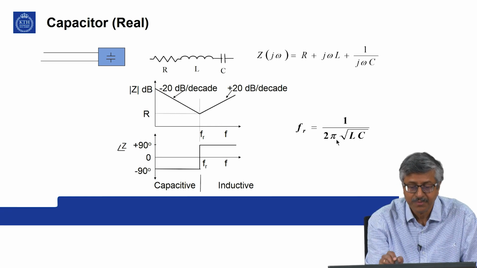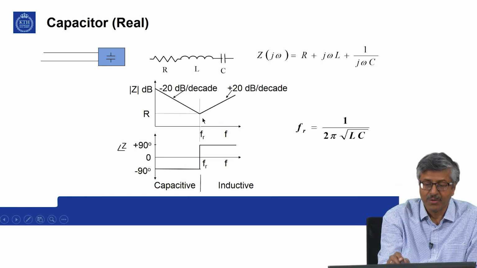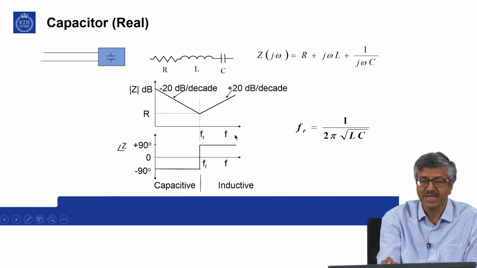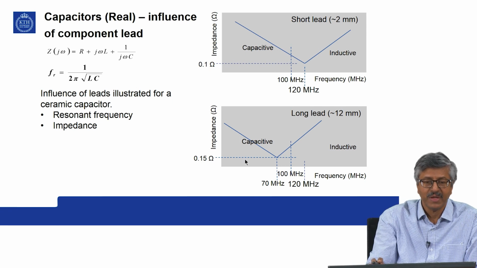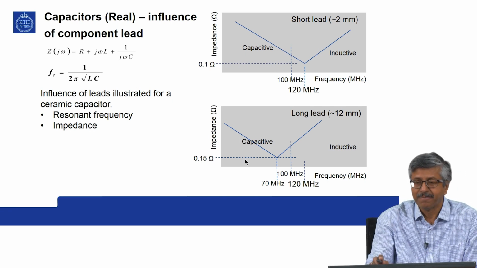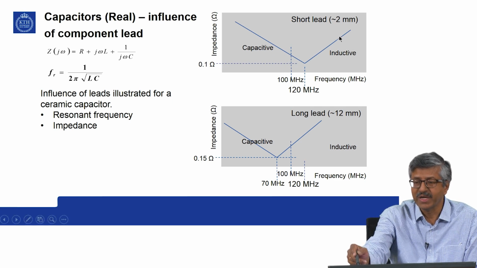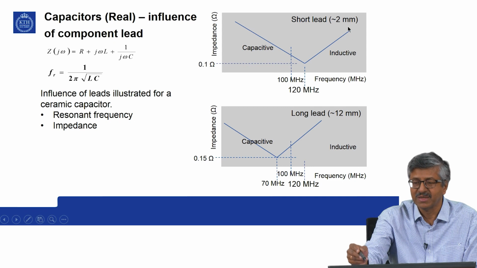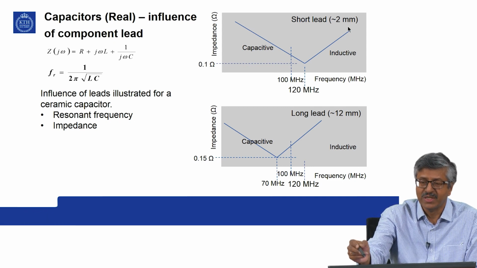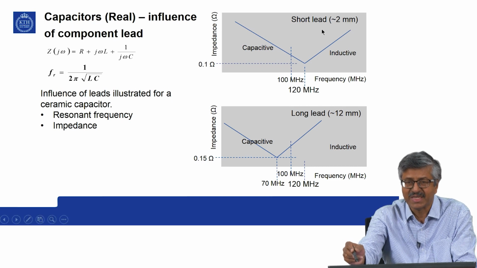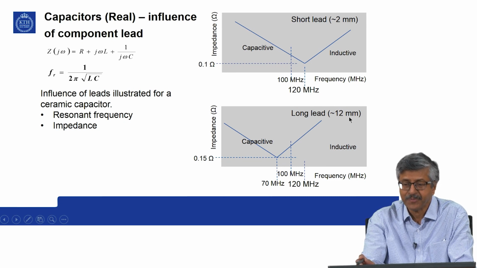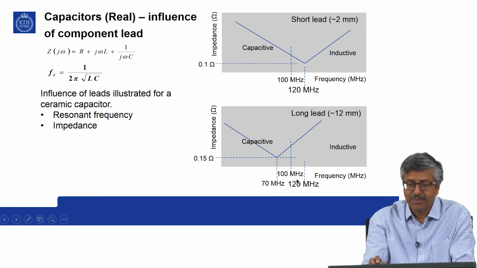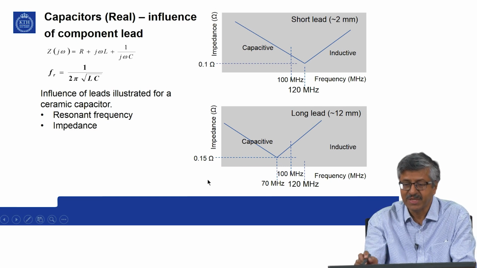And then how do you increase the resonant frequency? If you make the leads of the capacitor as small as possible, you can do so. That is shown in this view graph, the influence of component lead. Here, a short lead capacitor, the same capacitor, in one the leads are cut off before soldering and only 2 millimeter is retained. In the other you keep a long lead of 12 millimeter. Then you compare the impedance as a function of frequency.